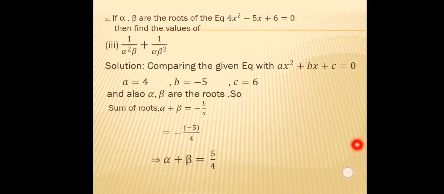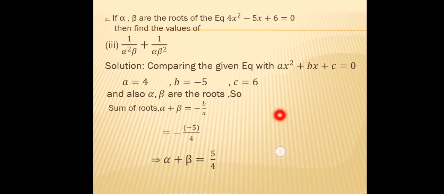Question number 2 of exercise 2.4 is, if alpha beta are roots of the equation 4x square minus 5x plus 6 is equal to 0, then find the values of 1 divided by alpha square beta plus 1 divided by alpha beta square. Now the equation is given to us, that is 4x square minus 5x plus 6 is equal to 0. So we will start with the comparison with standard form of the quadratic equation, that is ax square plus bx plus c is equal to 0. We just get a is equal to 4, b is equal to minus 5 and c is equal to 6.